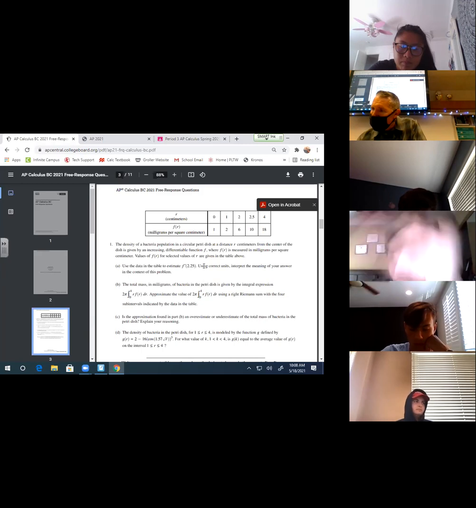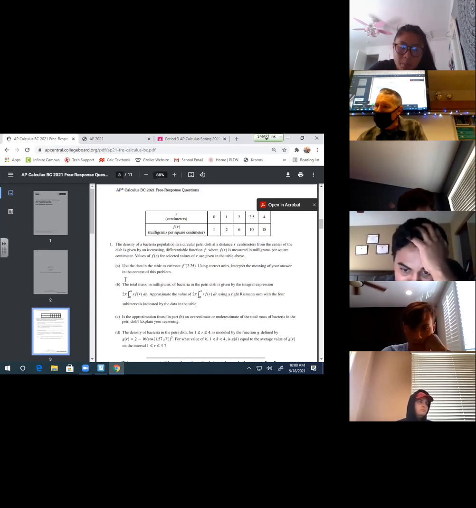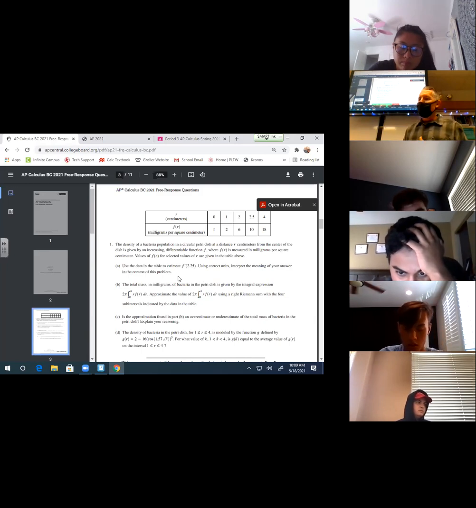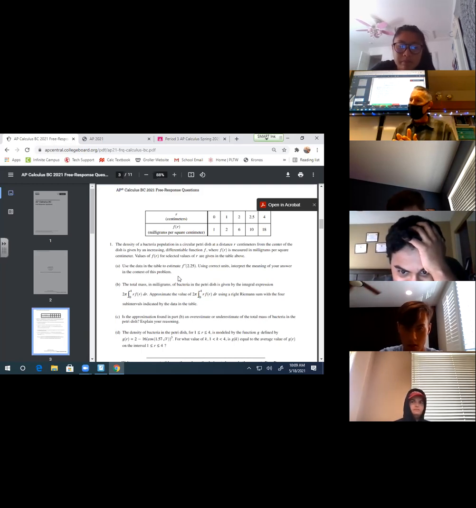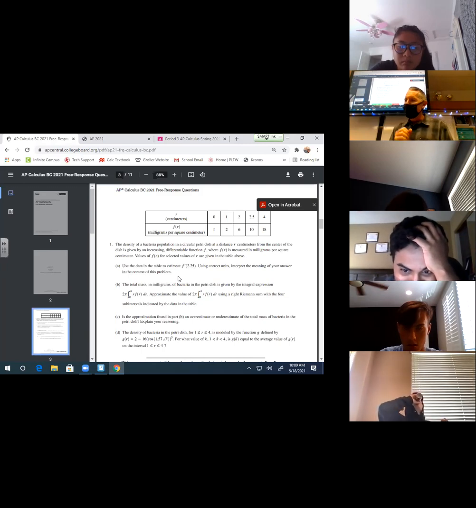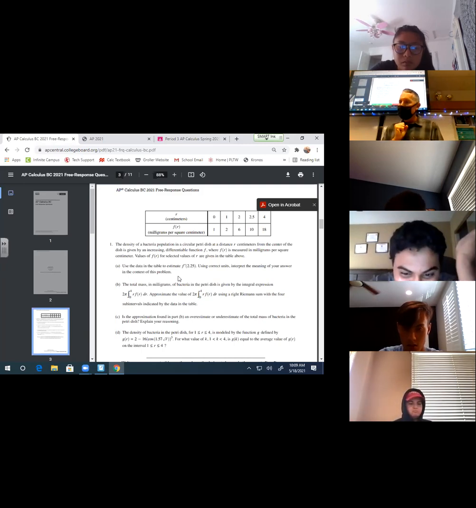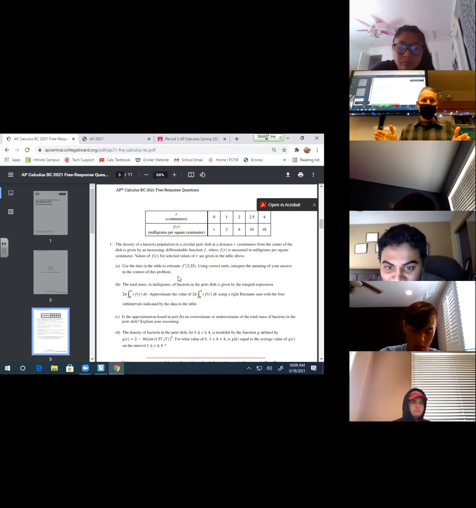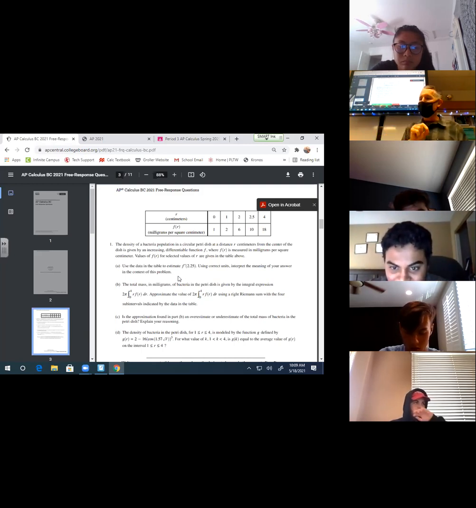So, using correct units, interpret the meaning of your answer in the context of this problem. Well, if f is the bacteria population density and r is the distance away from the center, or the radius from the center, then f prime of 2.25 means, using correct units, the rate that f is changing as r changes. So the rate that f is changing as r changes.